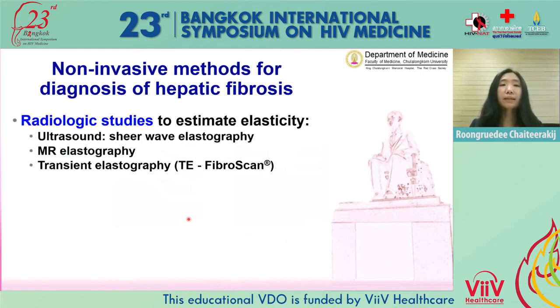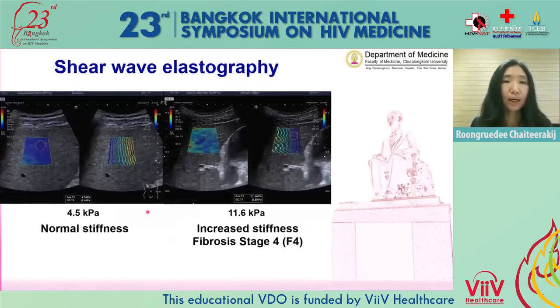There are many methods that can be used to diagnose hepatic fibrosis. Ultrasound can also be used to estimate fibrosis by measuring elasticity. It is called shear wave elastography. Newer versions of the ultrasound have a software program that can do shear wave elastography. So when you do the ultrasound, you can diagnose the fatty liver, and you can also measure the stiffness of the liver. If the stiffness is increased, it means that you have fibrosis.